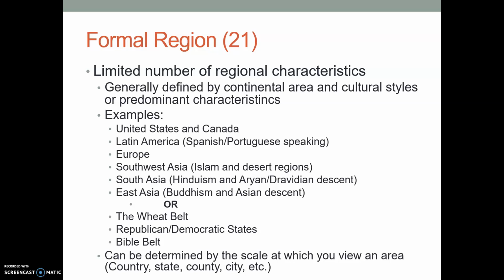Same thing if you look at the Middle East, Southwest Asia. We're talking about all the way from the Saudi Arabian Peninsula into North Africa. What's the common climate? Desert. It's a huge desert region. But guess what? It's desert and it's dominated by Islam. That's a formal region in those areas.